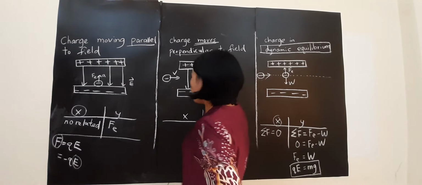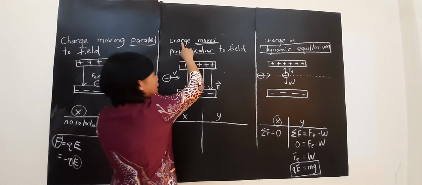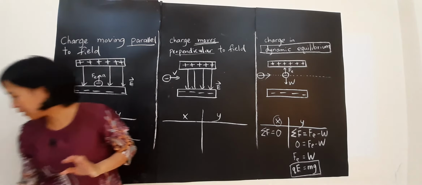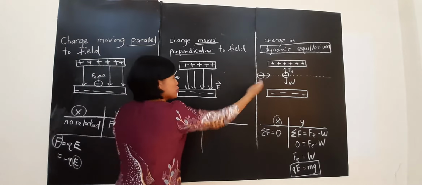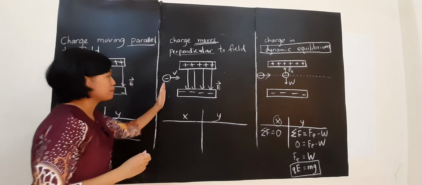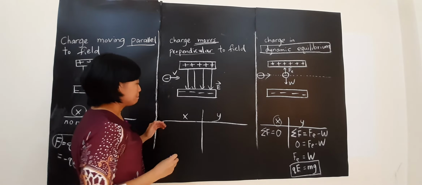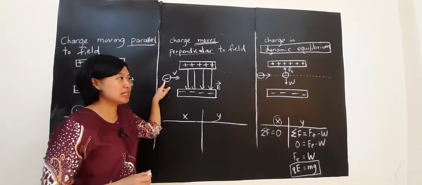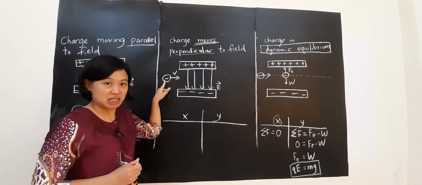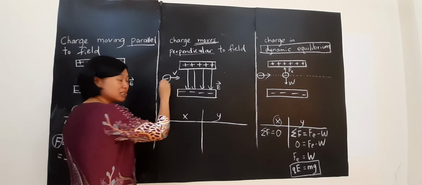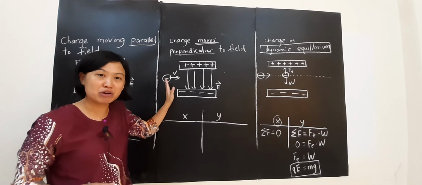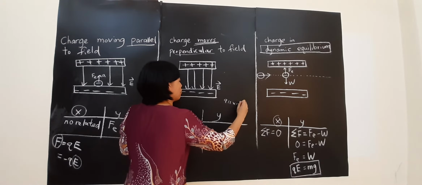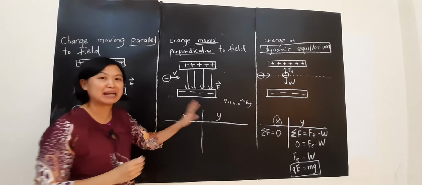Both of these cases also have a charge moving perpendicular to the field, but I will tell you the differences between these two. For this one, usually the weight of the particle is negligible. For example, an electron. The mass of an electron is so small, 9.11 times 10 to the power of negative 31 kilograms, so we can neglect the weight.